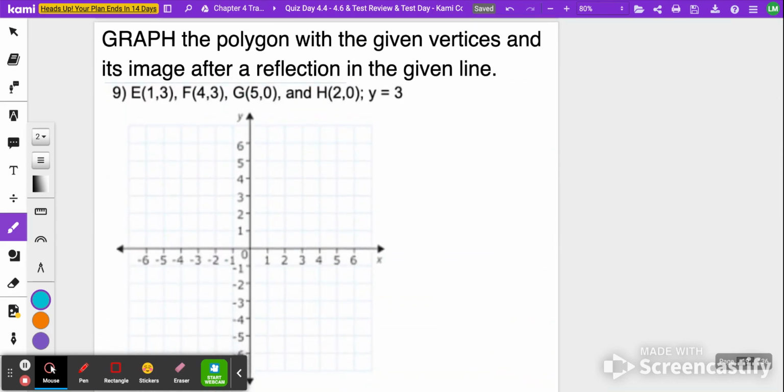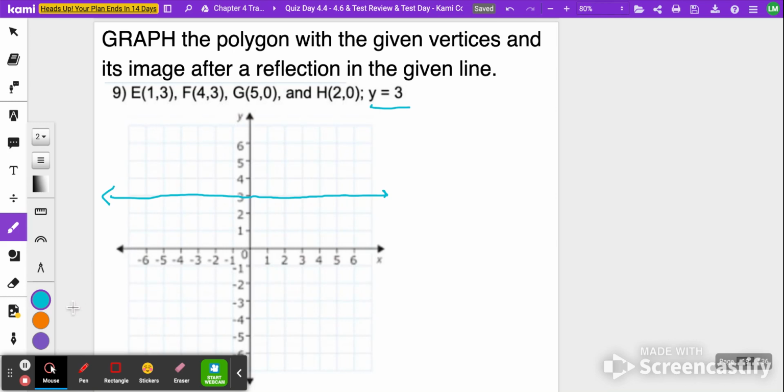The next one, we're going to do another reflection, but now our given line is y is equal to 3. So just keep in mind, here's going to be your reflection line. So that's one thing that you always want to go ahead and determine where your reflection line is. It's best to maybe use a highlighter or a different color than your pencil given.